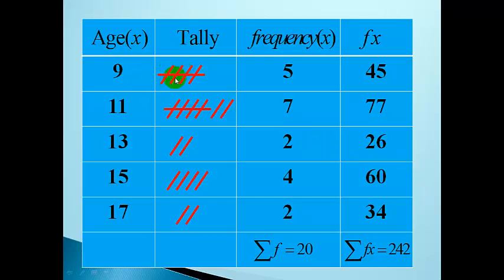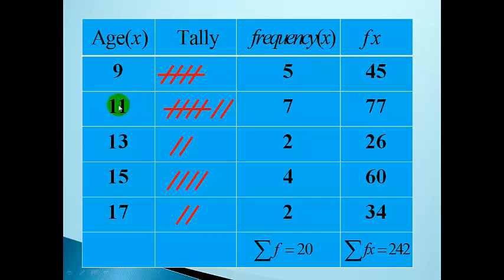That is 1, 2, 3, 4. The fifth one is used to cross it. That means that the tally for age 9 is 5. So the frequency is 5. That's the number itself.